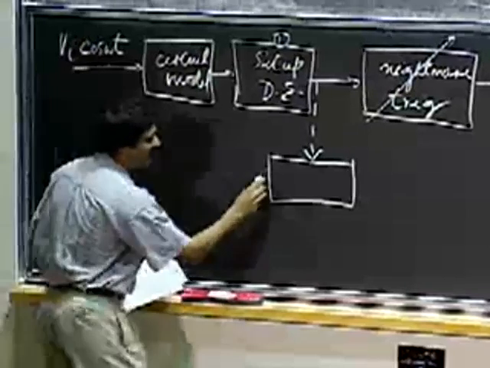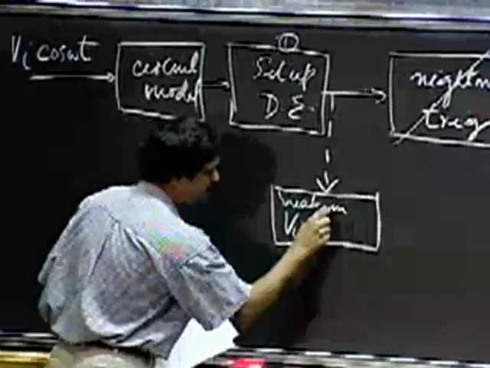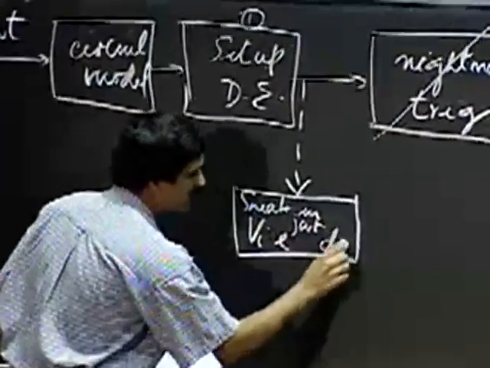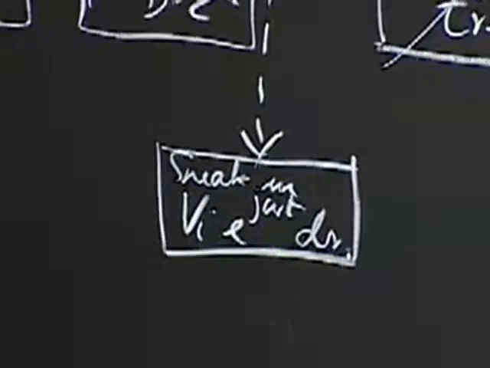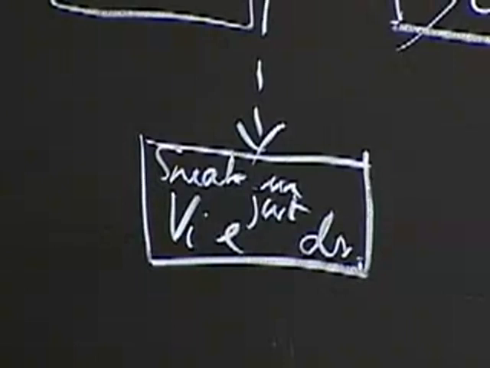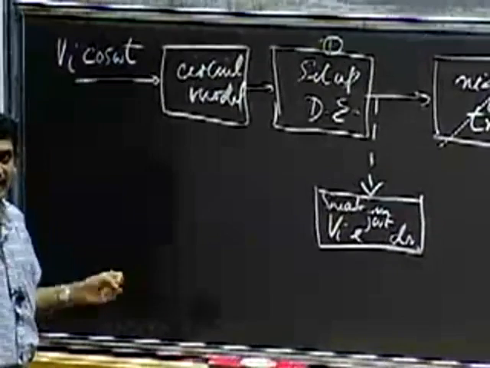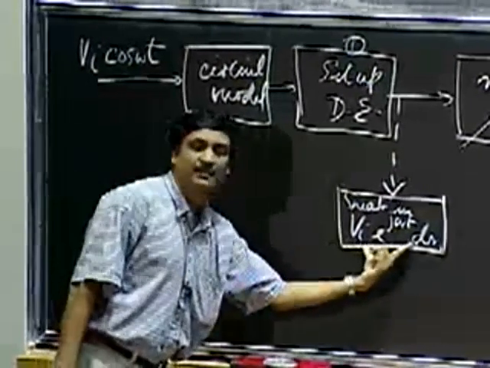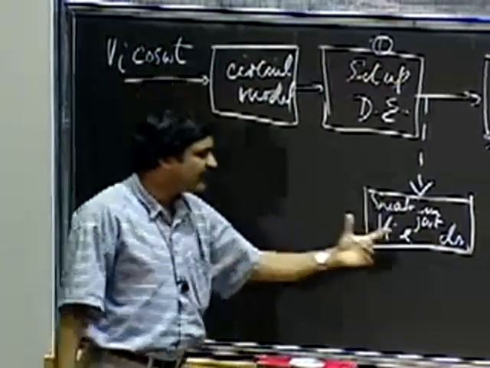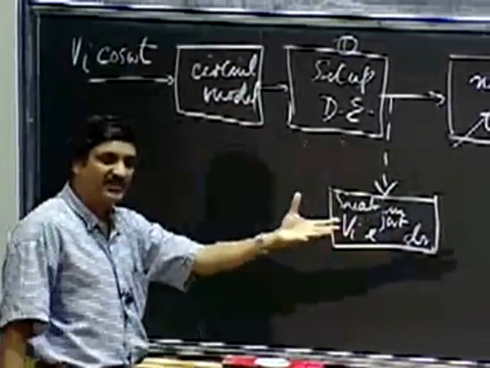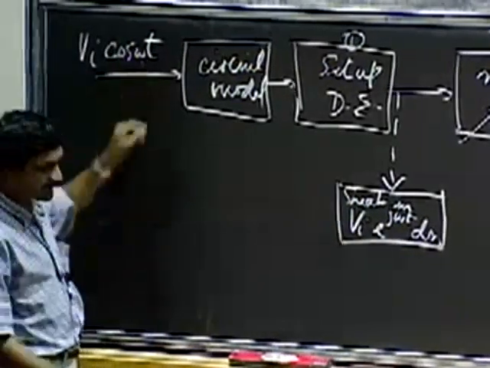looked like this. I said, let's sneak in a Vi e to the j omega t drive. Okay? That is, just imagine, do the math as if you had fed in not a Vi cosine omega t, but a Vi e to the j omega t. Okay? And from Euler's relation, you know that the real part of this is Vi cosine of omega t. Okay, so we said that I'm going to sneak in this thing, find the response, and just take the real part of that, because the real part of the input gives me this.